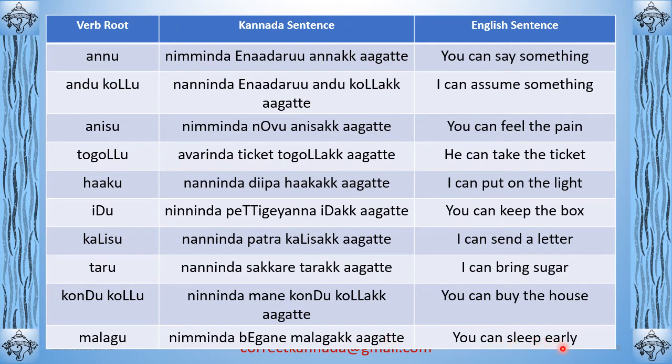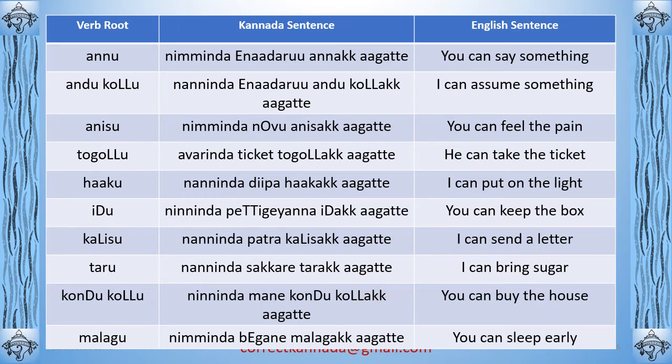Remember, can is for ability to do something. Okay. So that's why this nanninda nimminda is happening. So if you don't use this nanninda nimminda in your sentence, it will already communicate the meaning that you are capable of doing something. Nanninda sakkare tarakkagatte. I can bring sugar.